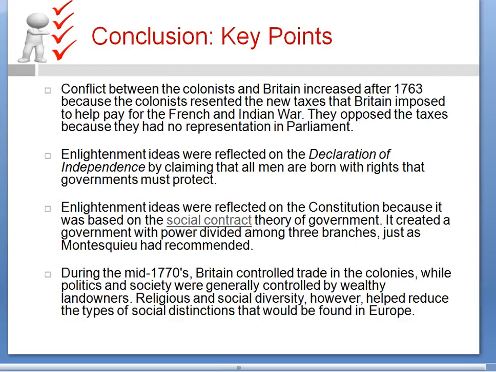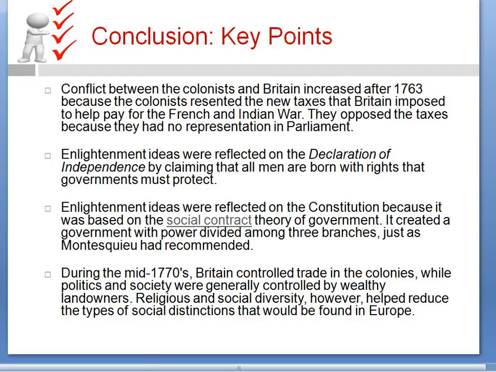So let's just go over some key points. Conflict between the colonists and Britain increased after 1763 because the colonists resented the new taxes that Britain imposed to help pay for the French and Indian War. They opposed the taxes because they had no representation in Parliament. Enlightenment ideas were reflected in the Declaration of Independence by claiming that all men are born with rights that governments must protect.